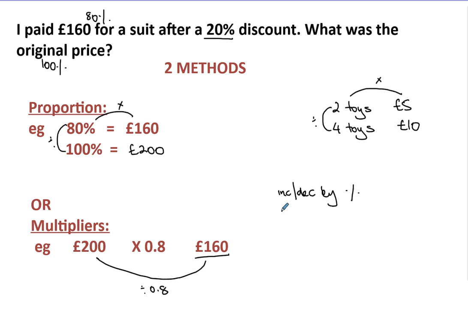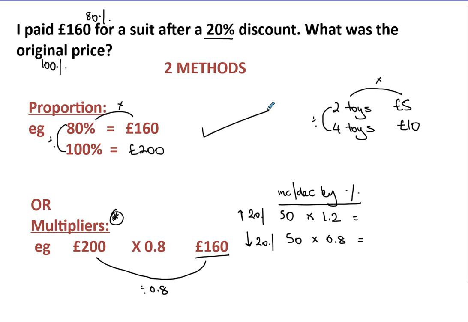So if they said increase 50 by 20%, then you'd say, I've got my 100% plus my 20%, so that's increase by 20. So then I'd say 50 times 1.2. If they said decrease it by 20%, then I'd say it's 50 times 100 minus 20 is 80%, so that would be 0.8. So multipliers are really, really good. I like multipliers, but usually only when you're increasing or decreasing by something. Otherwise, my way.